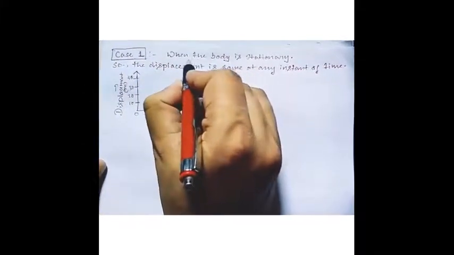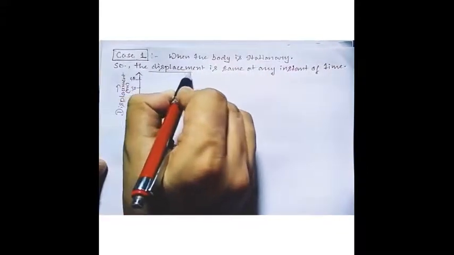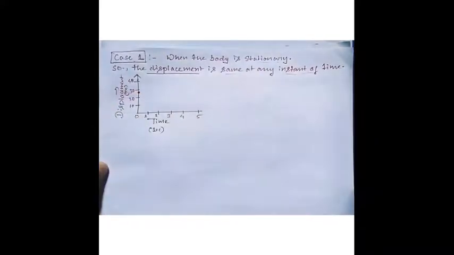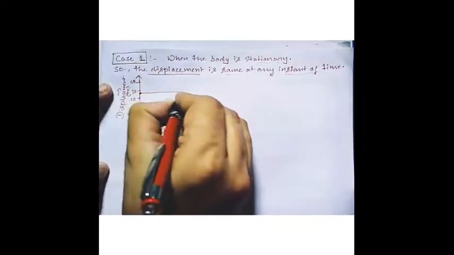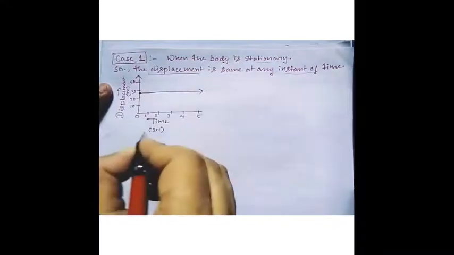Now case 1: when the body is stationary. A stationary body means the displacement is the same at any instant of time, so the displacement is not changing with the changing of time. I take a point of displacement between 20 and 30, and this is not changing with time. So this is the graph of a stationary object.